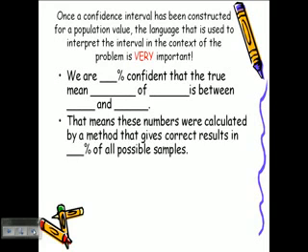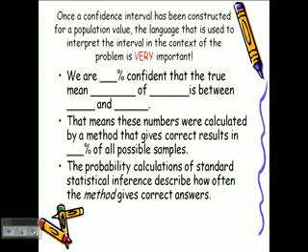That confidence statement means that these numbers were calculated by a method that gives correct results in 95% of all possible samples. The probability calculations of standard statistical inference describe how often the method gives correct answers. And there is a very fine line between how you discuss and how you interpret your confidence intervals. So do please be careful.